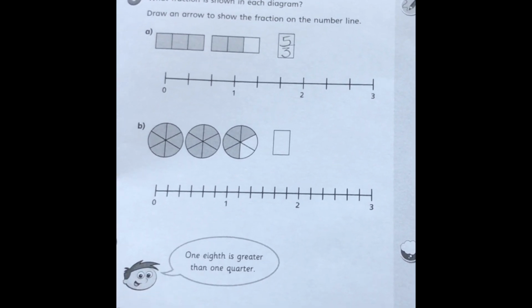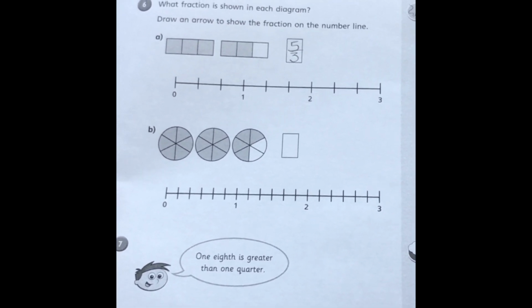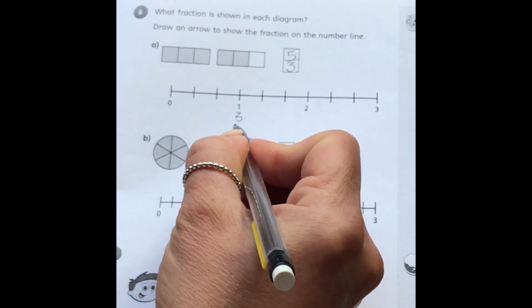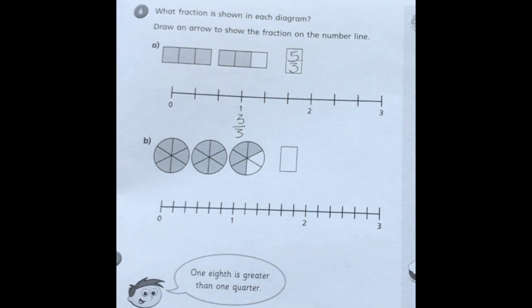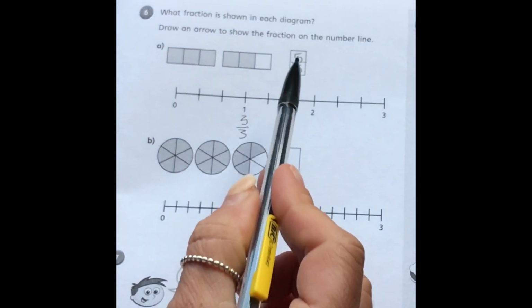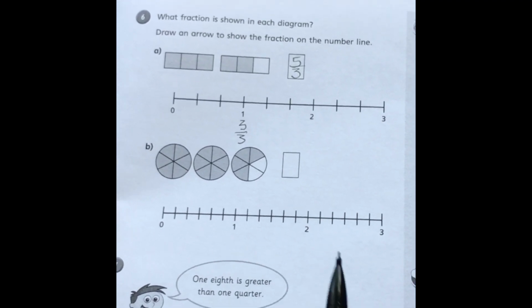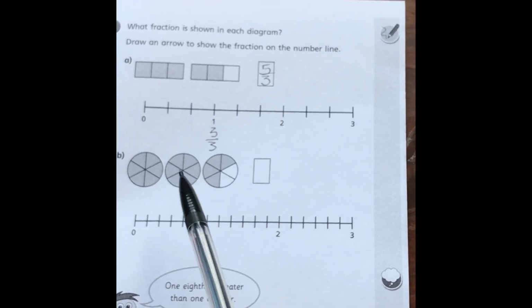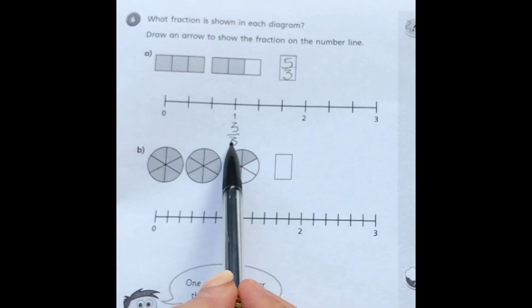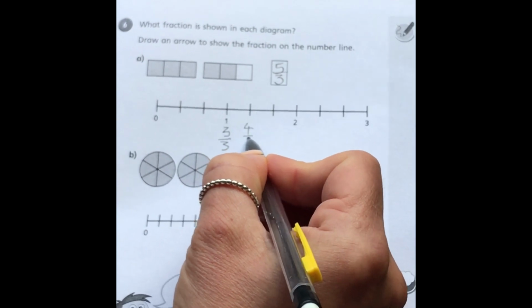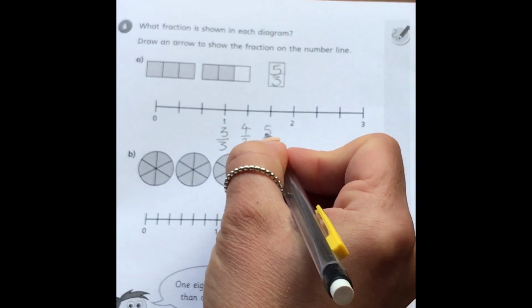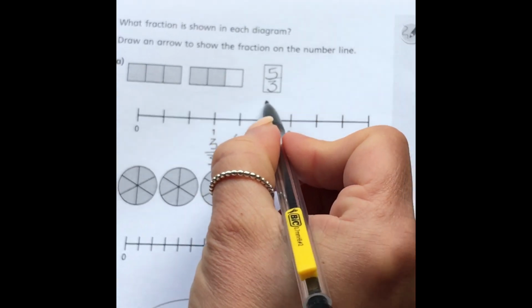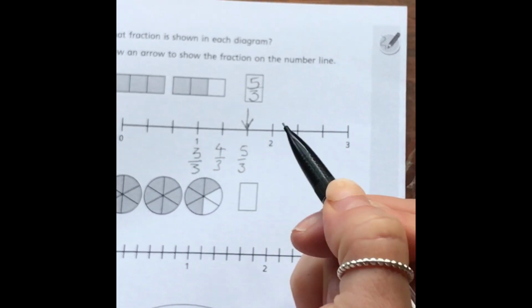So now I've been asked to draw an arrow to show the fraction on the number line. Now I know that my one whole is 3 out of 3, or 3/3. So I need to show, or put an arrow where 5/3 is reflected. So I'm going to count up in thirds because that's how this number line has actually been provided for me. So 3/3, this is going to be 4/3, and here I'm going to have 5/3, which is what I've been asked to draw an arrow on the number line for. So I'm going to draw my arrow here.